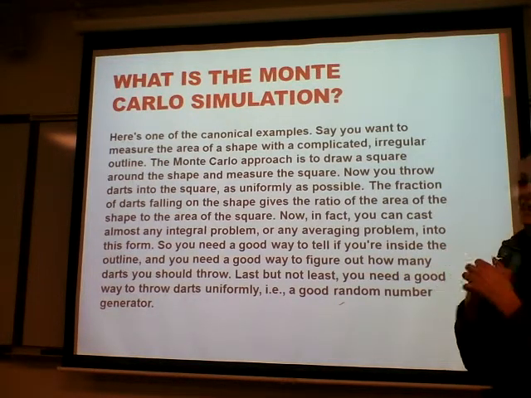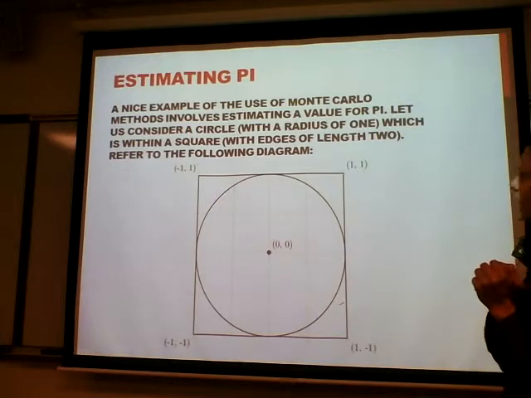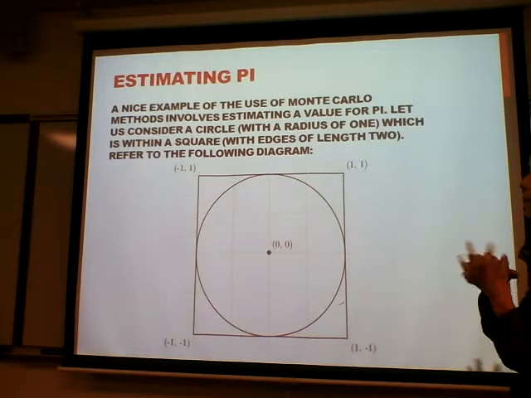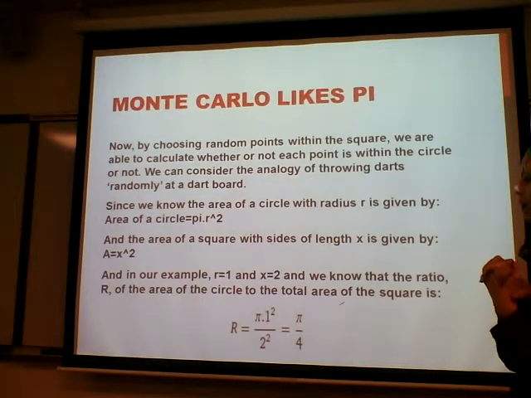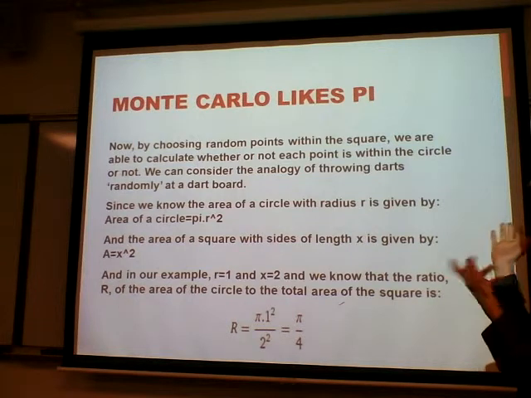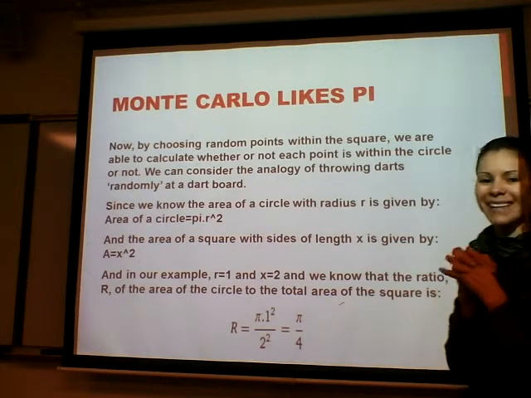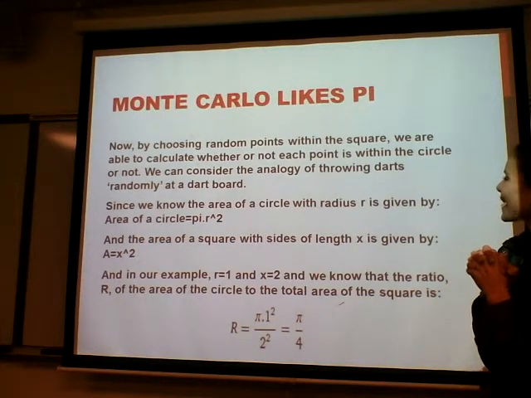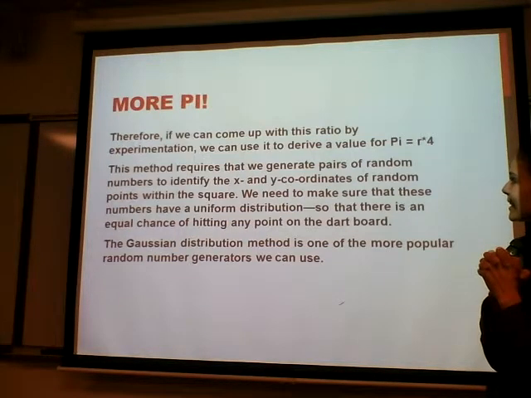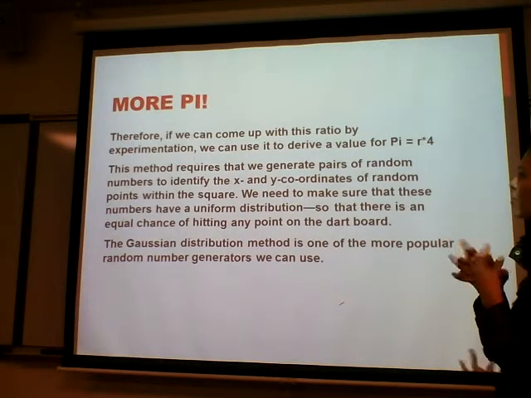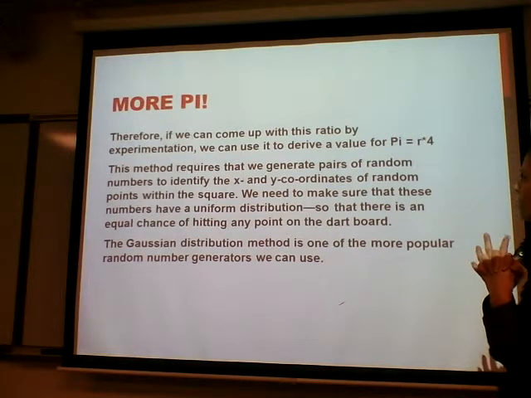If you see the next slide, this shows you the circle, it goes on the square. The next slide. And here you see by choosing random points within the square, we're able to calculate whether or not each point is within the circle or not. We can consider the analogy of throwing darts randomly at a dartboard, as I said. And then, of course, I'm sure you know the math behind the area and length of a circle and a square. So therefore, we can come up with a ratio by experimentation. We can use it to derive the value for pi.